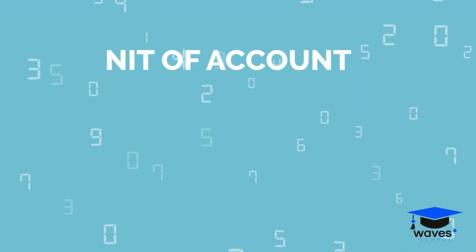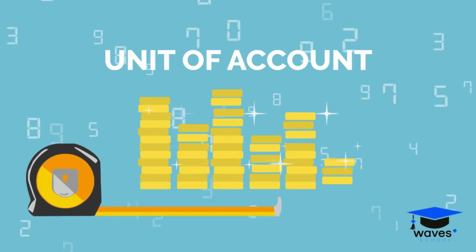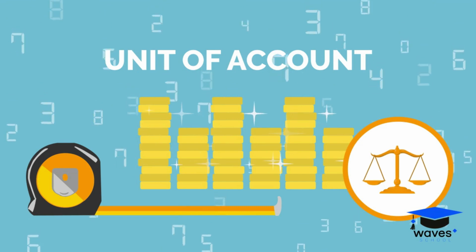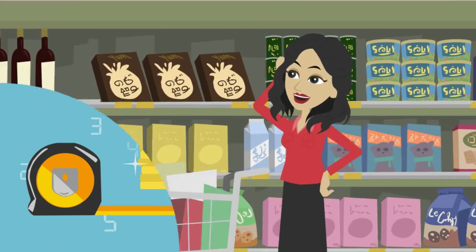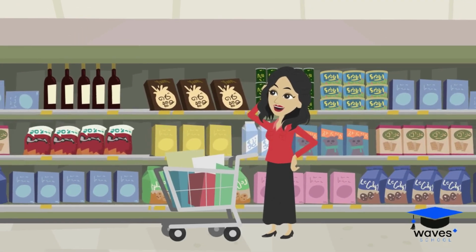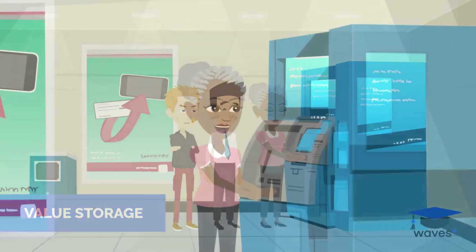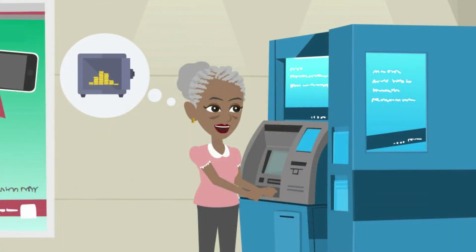Another concept, the unit of account, refers to the standard numerical monetary unit that is used to measure and compare the value of other goods. Imagine when we go to the supermarket, everything has a price, right? Finally, we have the value storage. Money allows us to store our wealth without it being lost over time.